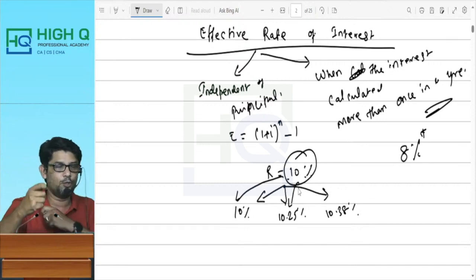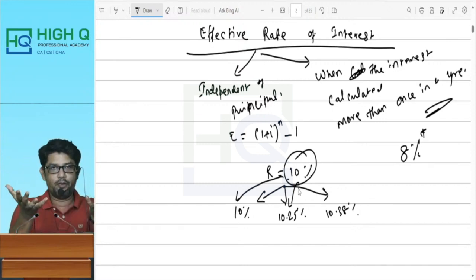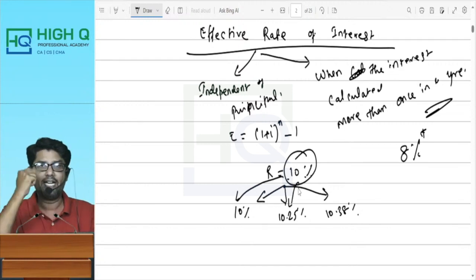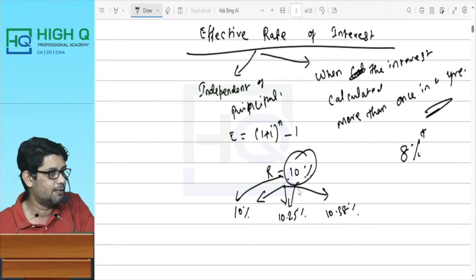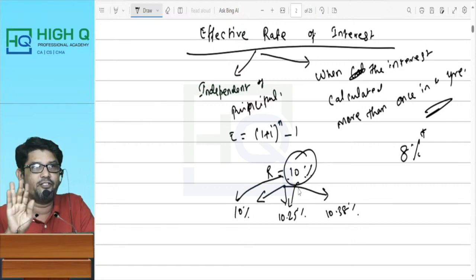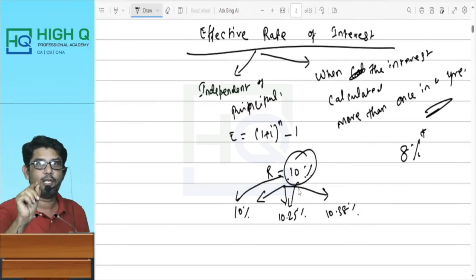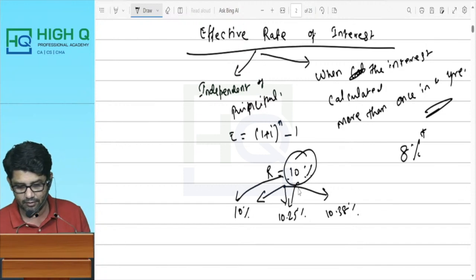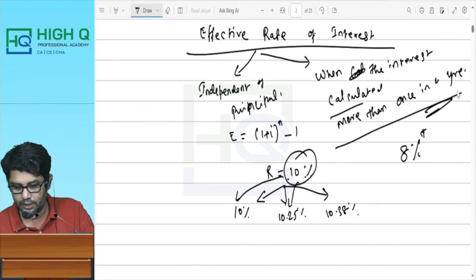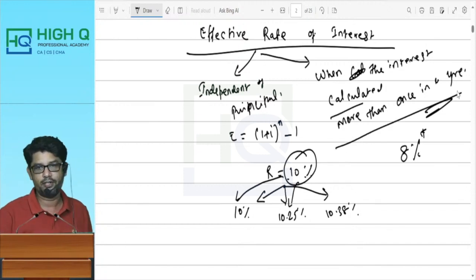So whenever you are approaching a bank, if they say, sir, we are charging only 7% rate of interest, the next question you should ask is, okay sir, what is the effective rate of interest you are calculating? Because the effective rate of interest is calculated based on the number of times interest is calculated in one year. So that is the reason we have written: when the interest is calculated more than once in a year, we use the effective rate of interest.